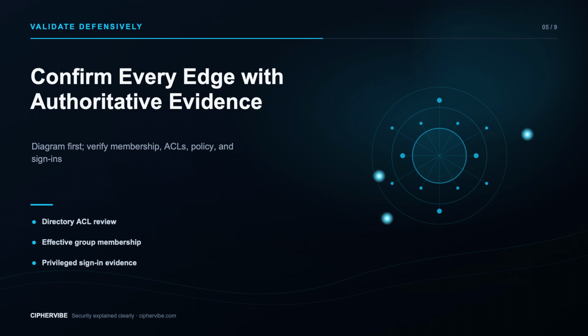Start with the directory's effective permissions. Which principal can change App Support, and is that right direct, inherited, or delegated through another group?